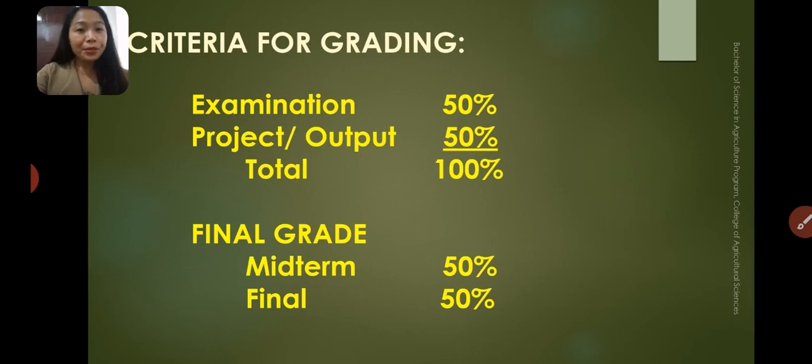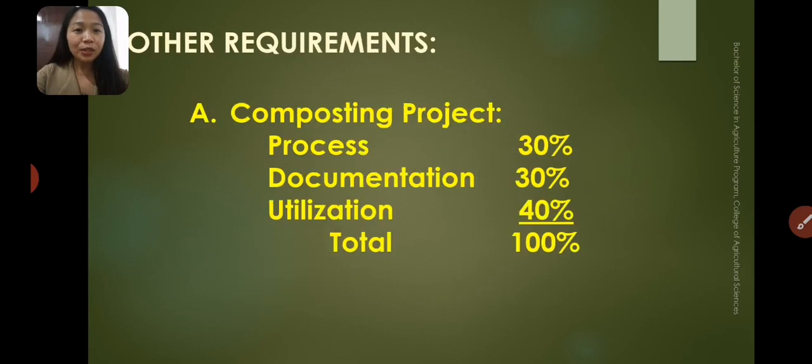Okay, so for the criteria for grading, we will be basing your grades on two aspects. Examination is 50% and project or output is 50%, with a total of 100%. The final grade will be based on the midterm, which is 50%, and the final, which is 50%.